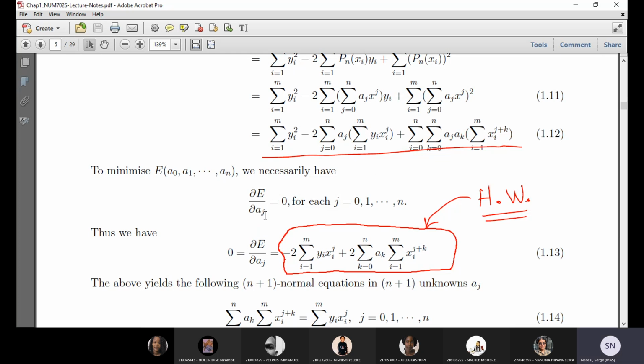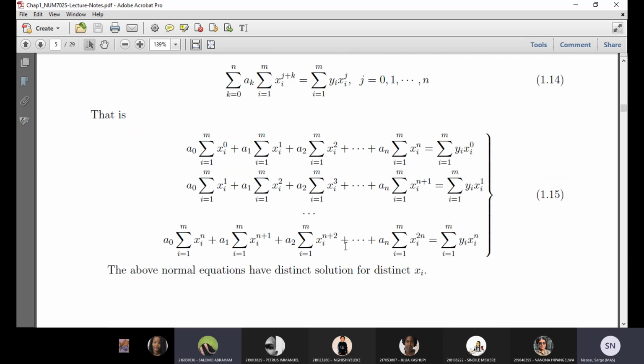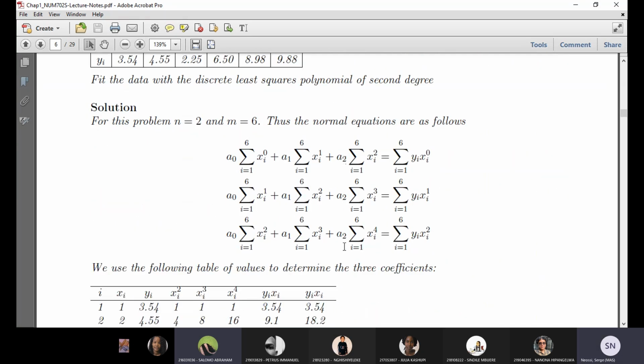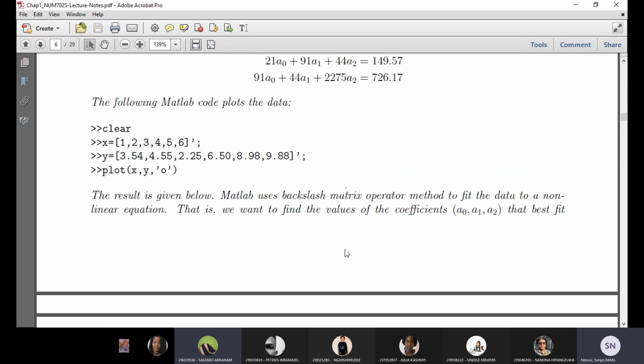So for an arbitrary j, differentiate this expression 112 with respect to a sub j. And if you do that, you should actually get this form. So this is what I asked you to do as homework. I hope you did it. You have to be able to get this formula. Okay. So I promise that we will do it together for the continuous case.